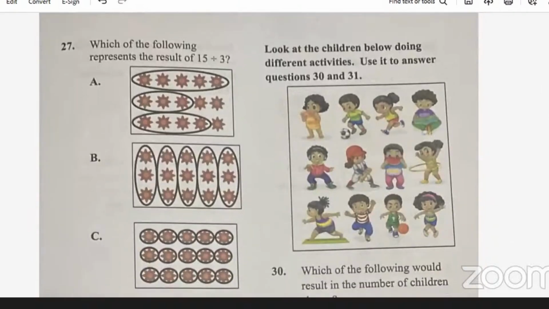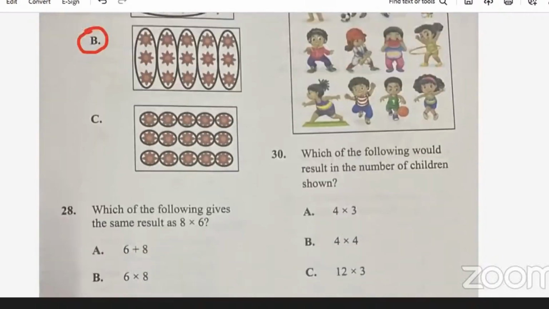All right, so which of the following represents the result of 15 divided by 3? Which here shows 15 divided by 3? So pretty much 15 divided into groups of 3. And see, three things here, 3, 3, 3, 3. So we are dividing into groups of 3. The answer is B. Let's get to question 28.